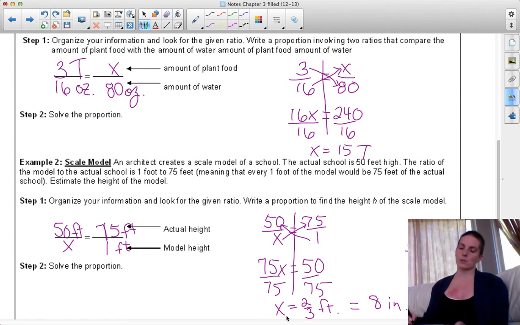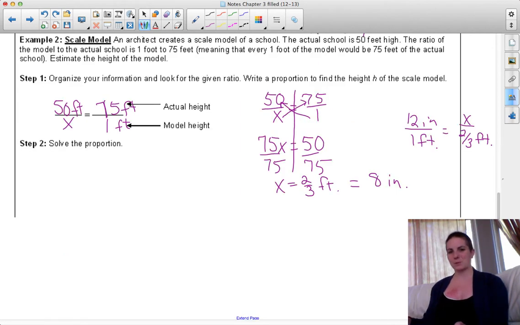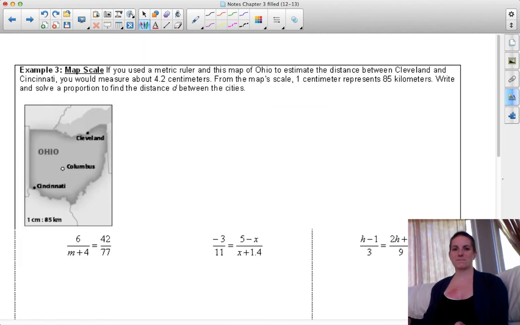Obviously, the best answer is 2/3 of a foot, and I built in an extra question just to make you think a little harder. But that's where we're at with scale model. All right, here's a map scale. I'd like you to give this problem a try. After you've tried this one, come back because I want to talk about some of these algebra problems that don't have stories with them. So give that map scale problem a try.